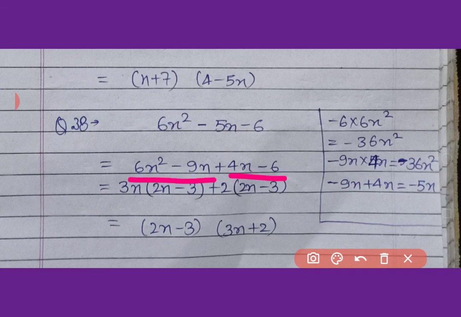Now from the first group it has taken common 3x and remained in the first bracket 2x minus 3. From the second group it has taken 2 common. Now in the second bracket it remained 2x minus 3. Here 2x minus 3 is common, so we will take it as common. Now it remained 3x and plus 2. In the second bracket we will write 3x plus 2.